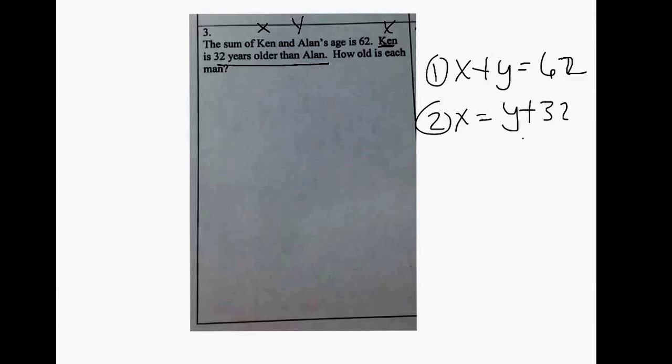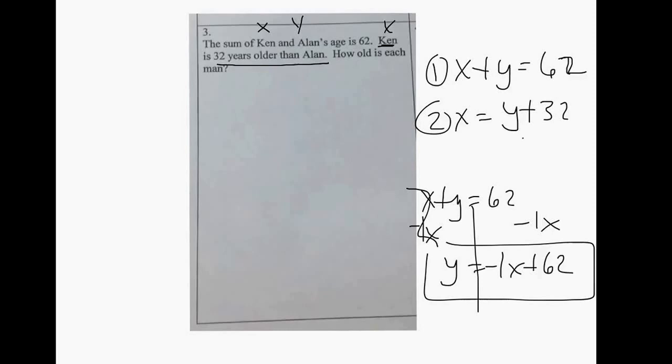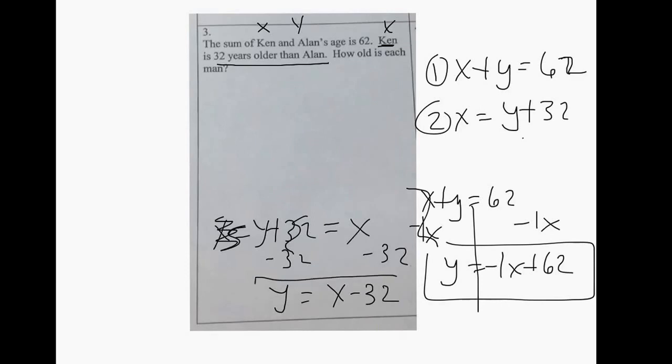This one, I'll start with the top one. X plus y equals 62. Draw my line down. Minus 1x to both sides. That cancels. Y equals, put this in the right order, negative 1x plus 62. Alright, then the other one is x equals y plus 32. We know that a lot of you guys like to switch that over to the other side like that. And so then it's just minus 32 to both sides. That cancels. Y equals. This can just come straight down and it's in the right form.